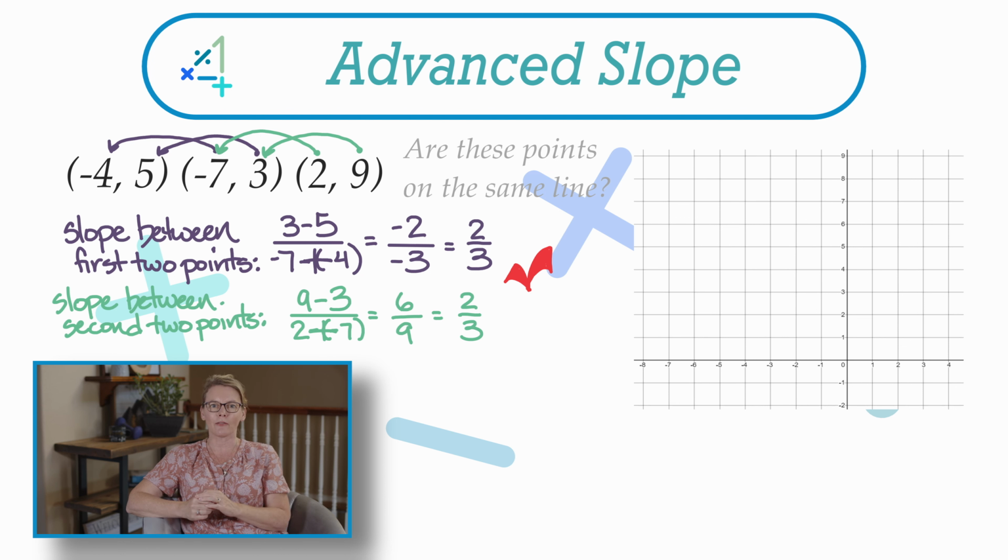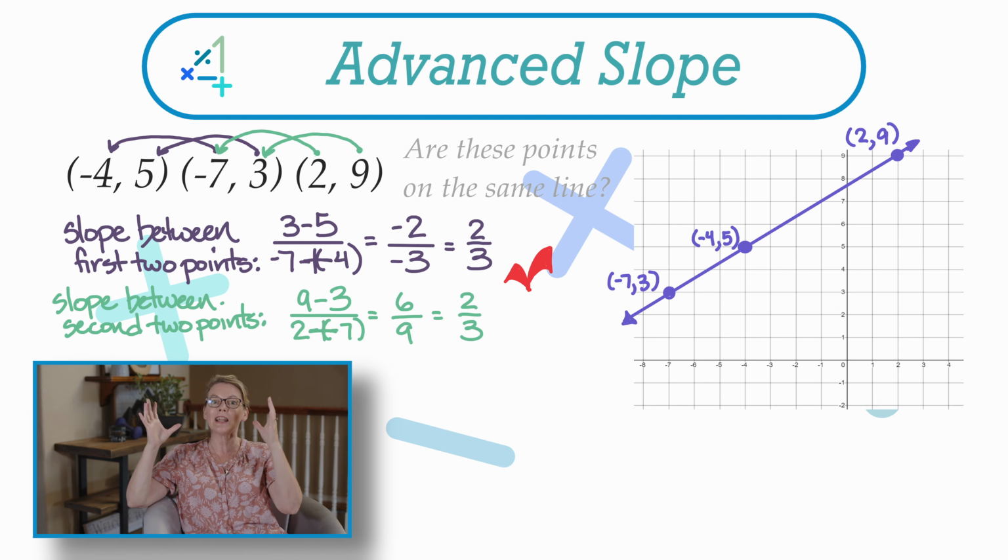On my cool graph, (-4, 5) is here. (-7, 3) here. Next point, (2, 9) here. I put a nice straight line between them. Voila! It is looking good. You can see that the slope between any points on this line will be 2/3. Great work.